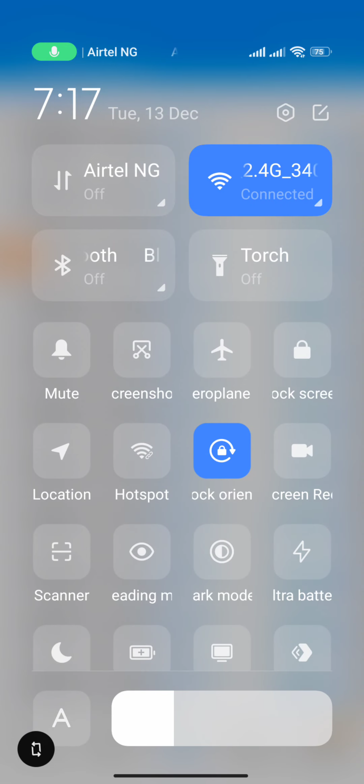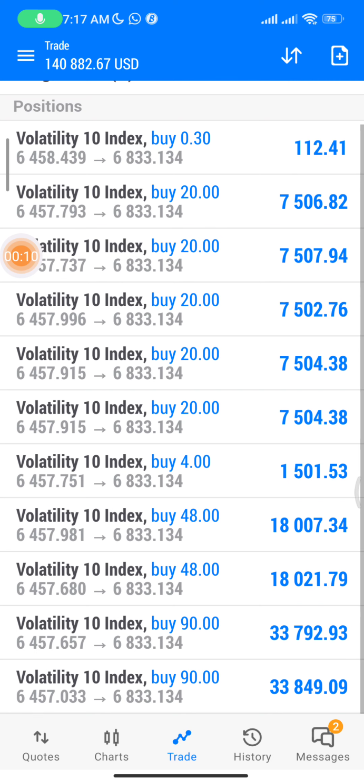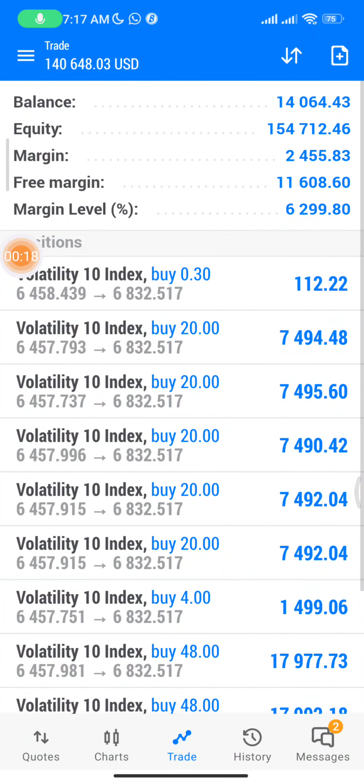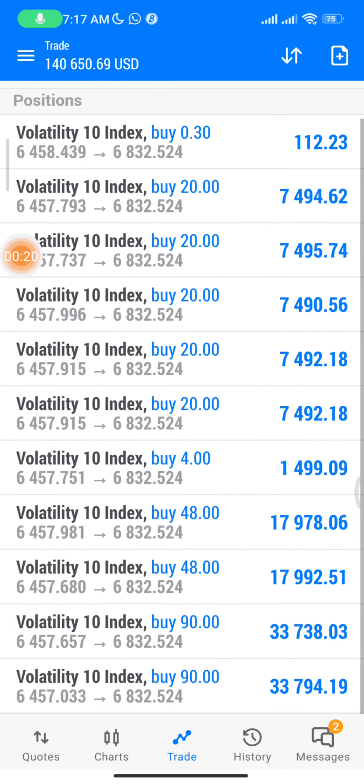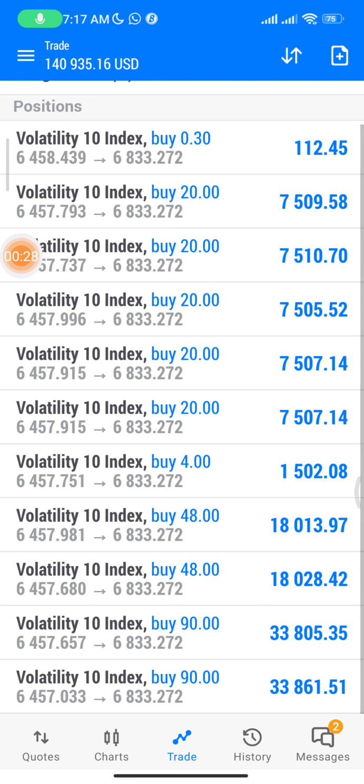As you can see, this is a very good trade. You can see on top there, $140 with just $14,000. We've made $140. Okay, so this was a buy signal and we left it for hours.